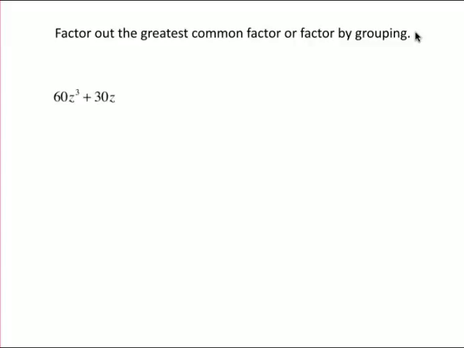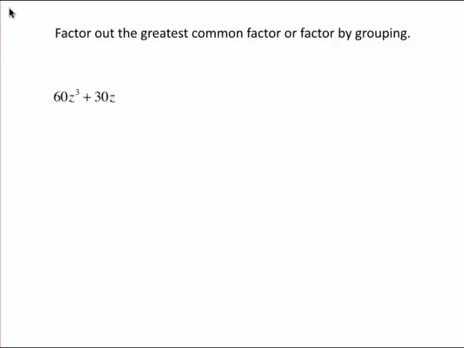Factor out the greatest common factor or factor by grouping. What we need to do with this problem is find the biggest number that can divide 60 and 30 and factor it out, and then we're looking at the same part with the z cubed and the z, the biggest factor for z cubed and z, and we're going to pull it out.